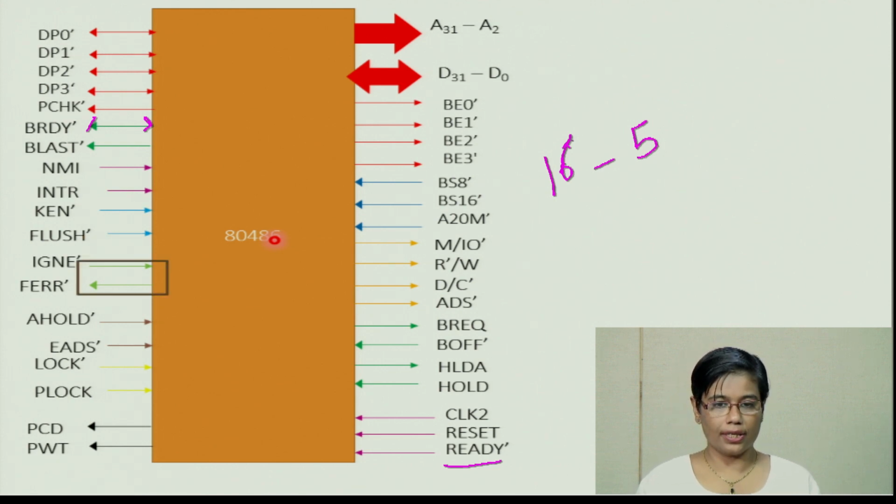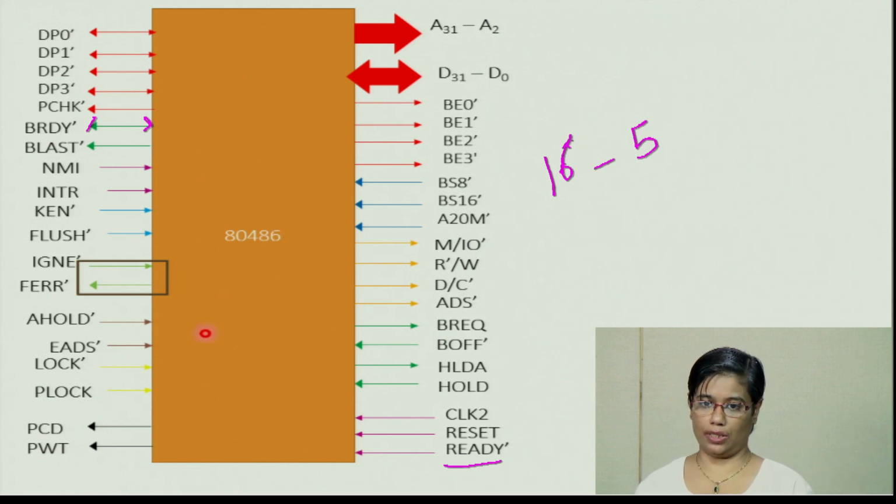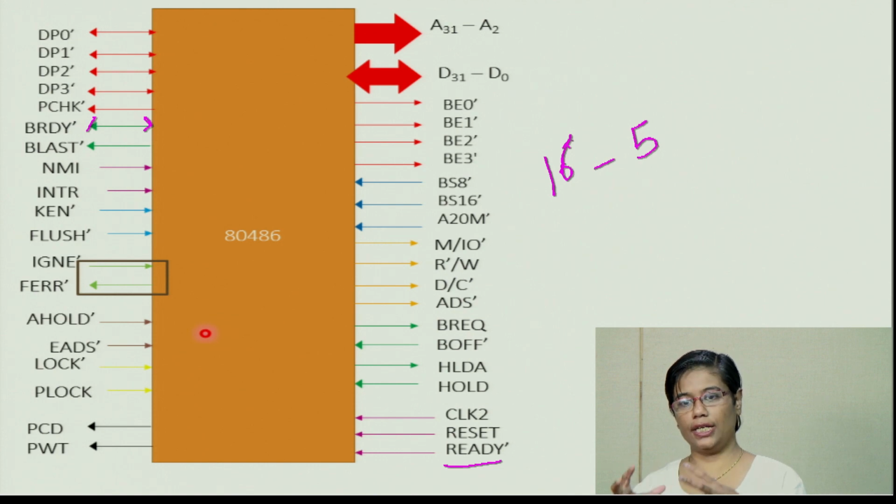Then there are two signals which are associated with the internal floating point processor. There is a floating point unit present internally in the 80486.